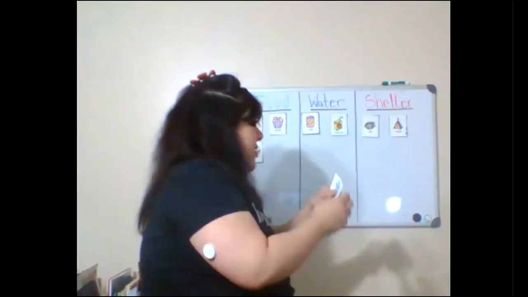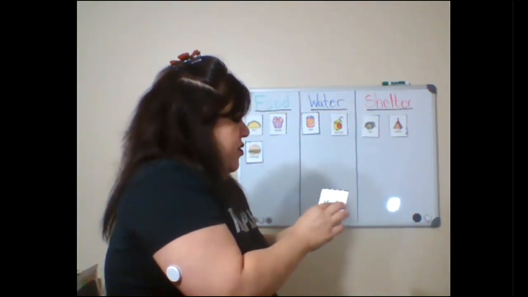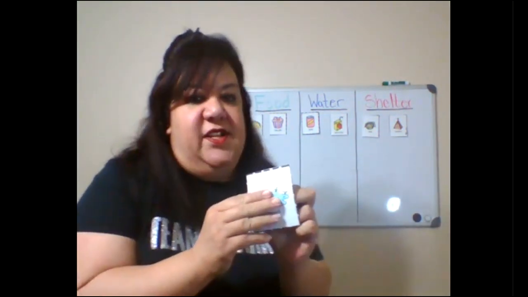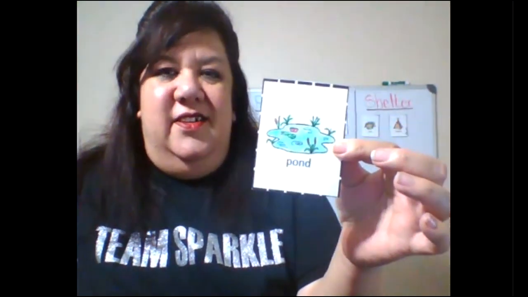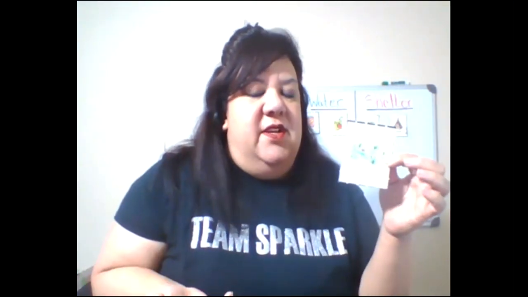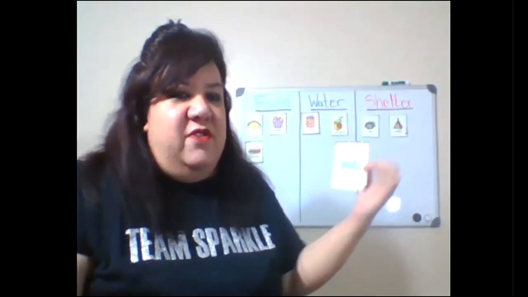All right. Next one. Ooh, that's a good one. This one is a pond. I'm trying to fix my sticky stuff on there so it'll stay on the back. So pond. Pond is water. Would you agree? I think it's water. But wait a minute. Animals live in a pond, so that's like shelter for them. Where should I put it? Should I put it under water or should I put it under shelter?